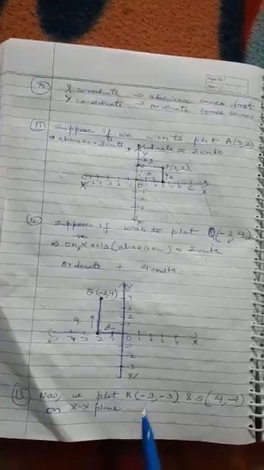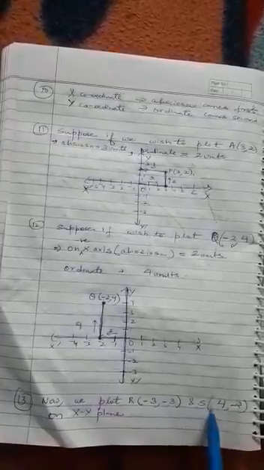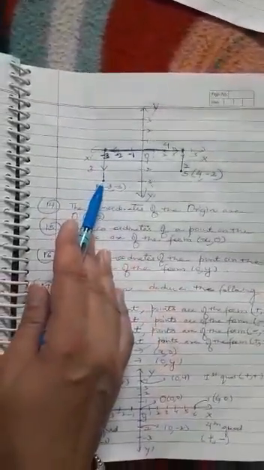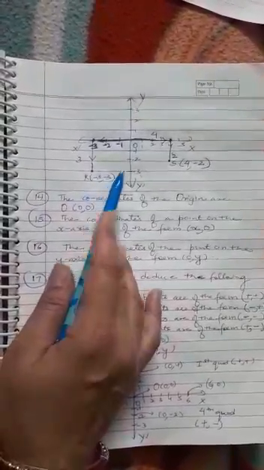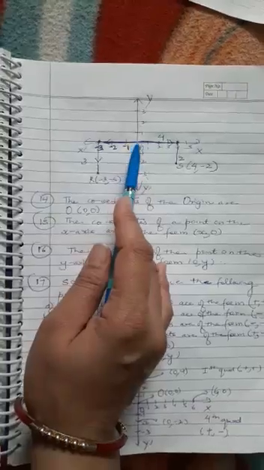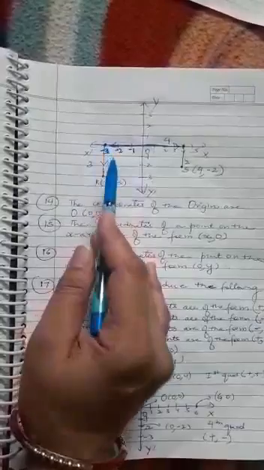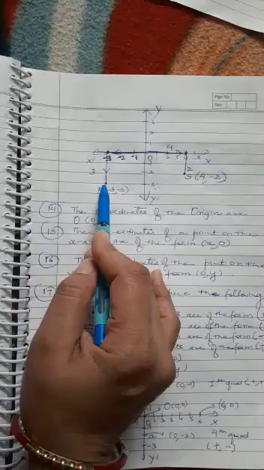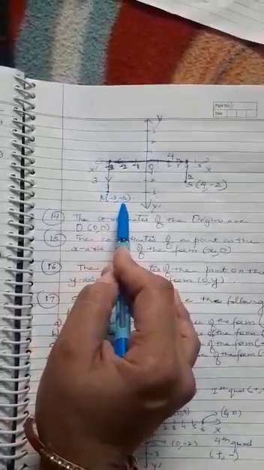Now we plot R(-3, -3) and S(4, -2) on the XY plane. Now I wish to locate R. Its coordinates are (-3, -3). Since my abscissa is negative, I first move 3 units on the negative x-axis, and my ordinate is also negative, so I move down 3 units and I reach this point R whose coordinates are (-3, -3).